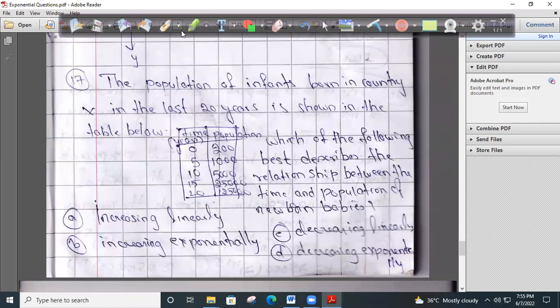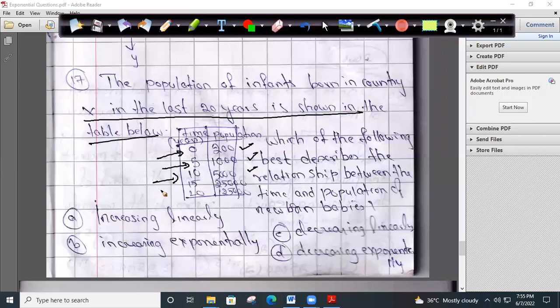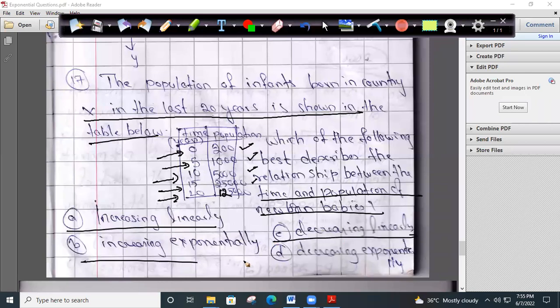The population of infants born in a county X in the last 20 years is shown in the table below. At 0 years, the population is 200; 5 years, 1000; 10 years, 5000; 15 years, 25,000; 20 years, 1,25,000. Which of the following best describes the relationship between the time and the population of the newborn babies? Increasing linearly, decreasing linearly, increasing exponentially, decreasing exponentially.